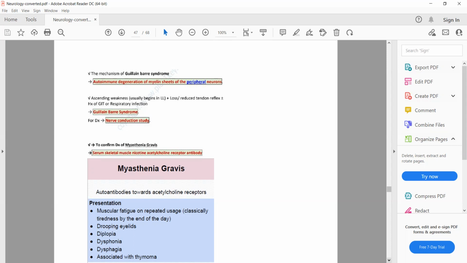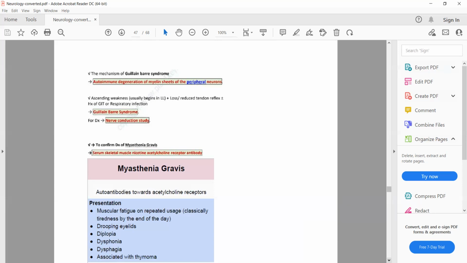In Myasthenia gravis, antibodies against acetylcholine receptors are formed. These antibodies occupy the acetylcholine receptors and do not allow acetylcholine to bind with these receptors. So no action potential is generated, and it leads to muscle weakness.